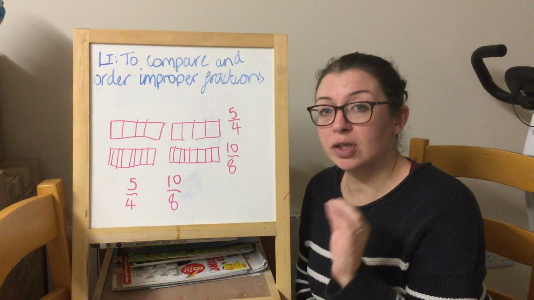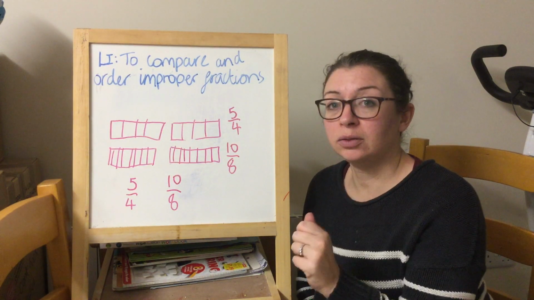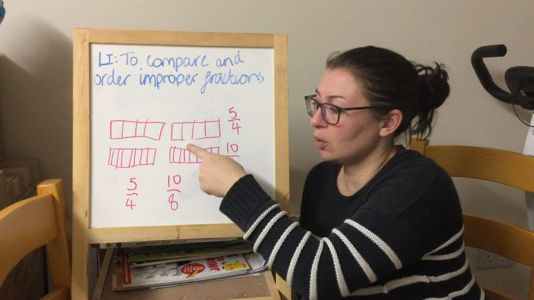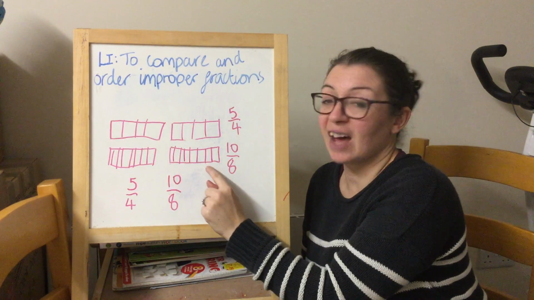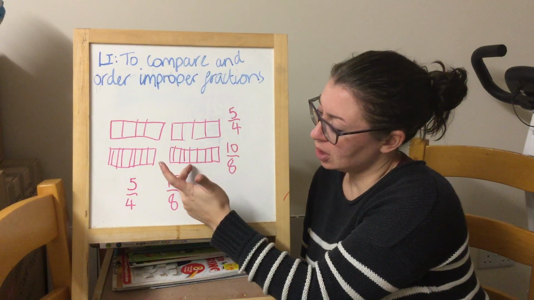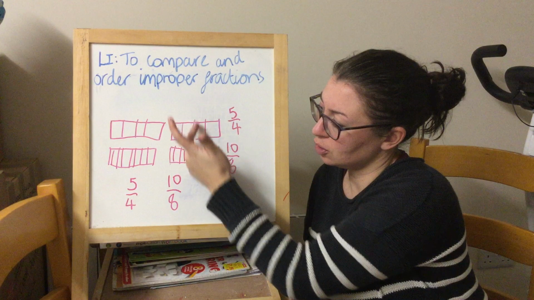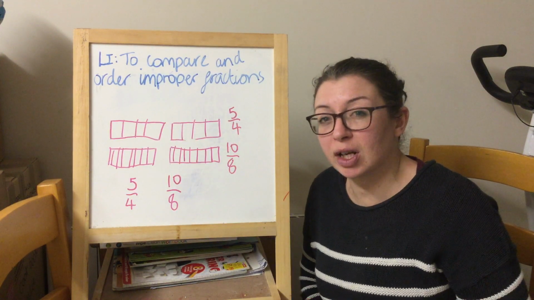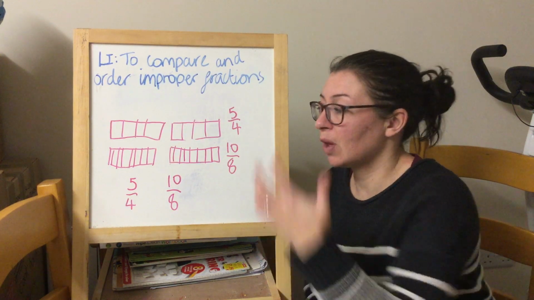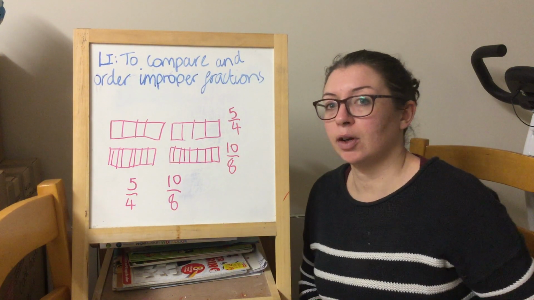If you'd like to draw this with me, pause it now. Draw 2 bars that have 4 equal parts each, and 2 bars that have 8. And you'll see that my 4s line up. So this line here, the centre line, goes right through the middle, and that makes it really easy to compare. So if you want to draw them and work along with me, then pause now, and then we'll carry on.